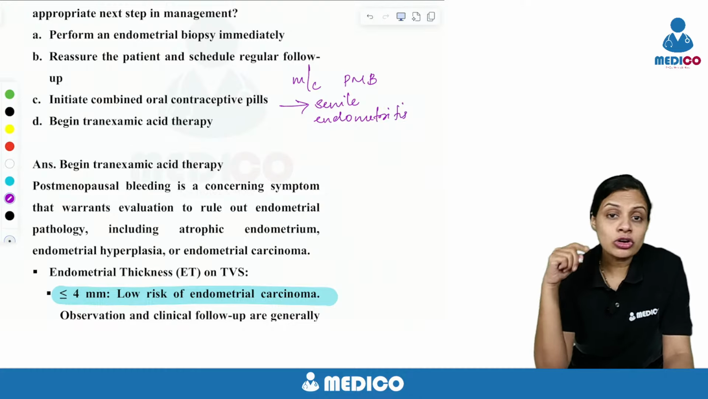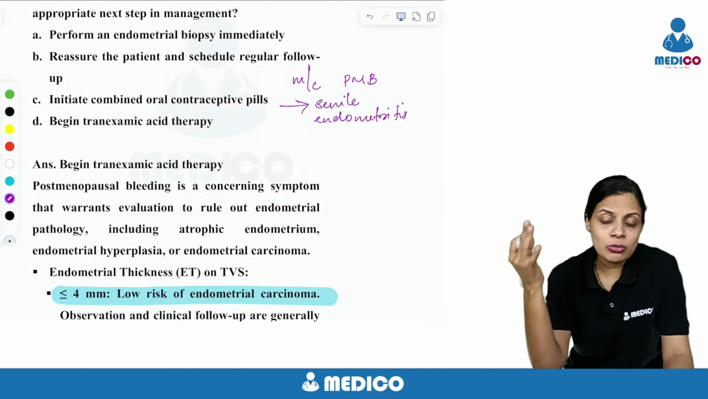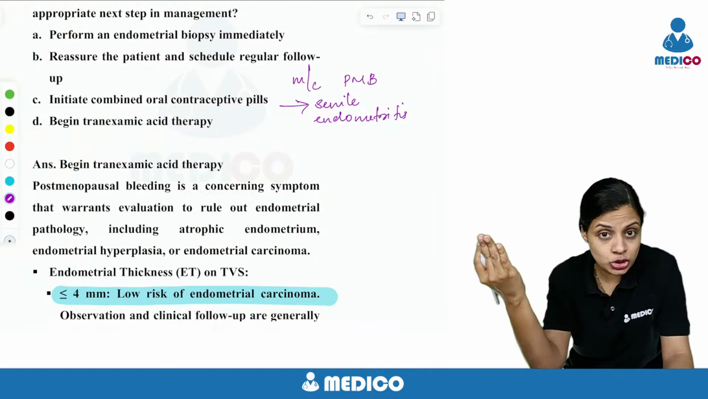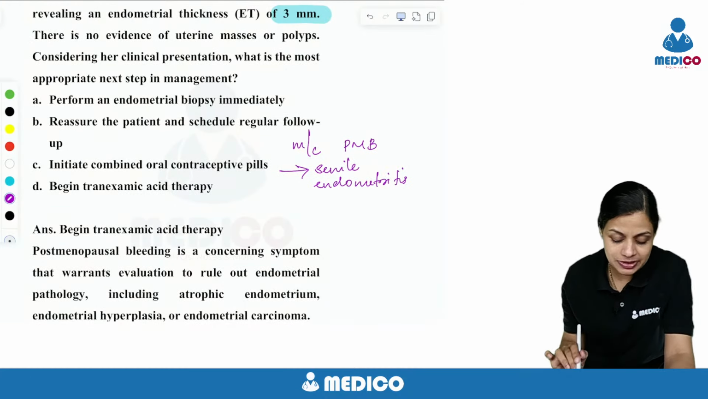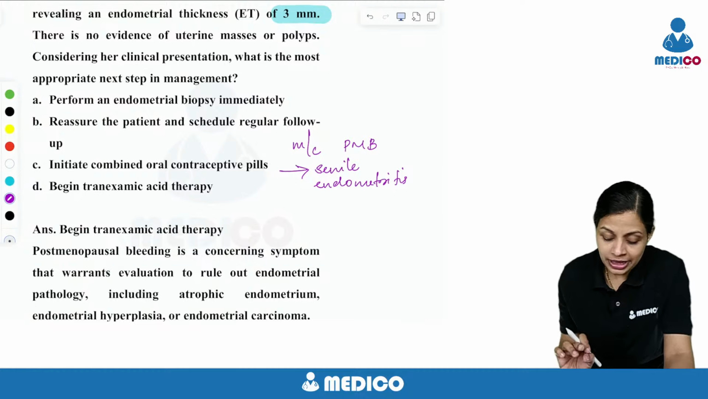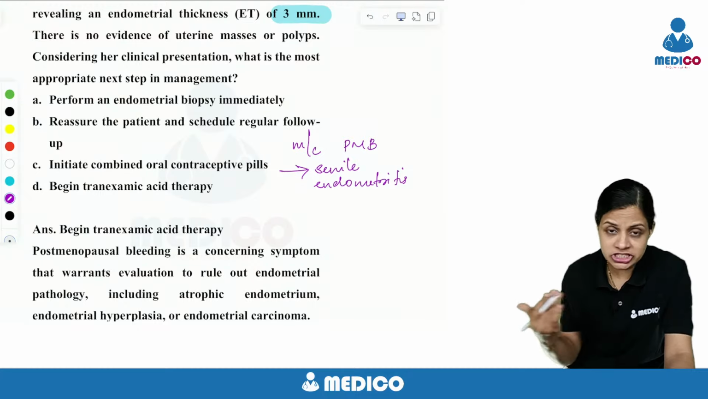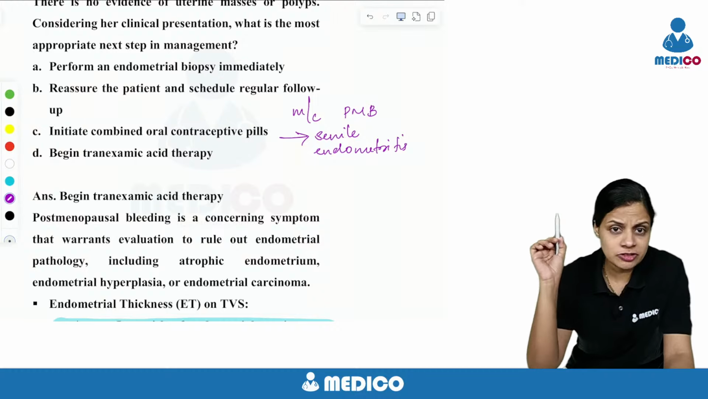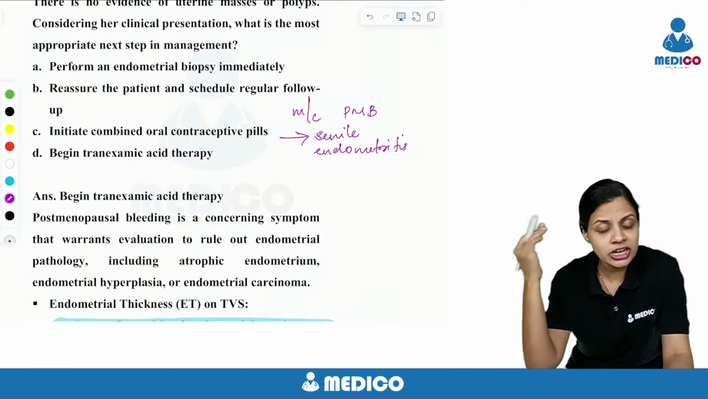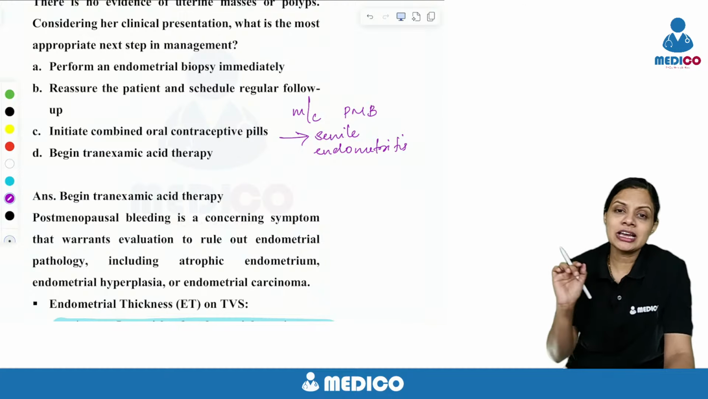In that case, what you should do is to treat the woman symptomatically. For any case of a woman presenting with bleeding, what is it that you do? You will give her tranexamic acid. So, you begin tranexamic acid therapy. You have understood why we are not performing an endometrial biopsy immediately. You cannot reassure the patient and send her home because she is symptomatic. You need to do something. You don't need to give oral contraceptive pills because she is already 70 years old and she is menopausal. So, that has got no role here. So, you'll begin tranexamic acid therapy.